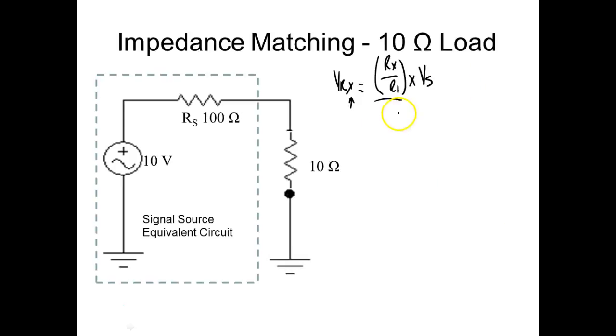So in this situation, I would say VRX would be equal to 10 divided by 110, and then I would just multiply that times 10 volts. So what's VRX equal to? For the 10 ohms, we'll just call this RX right now.